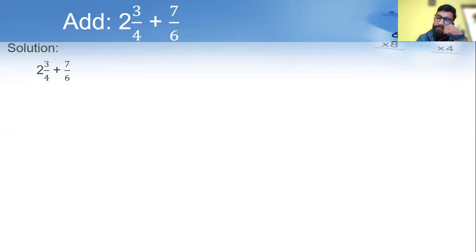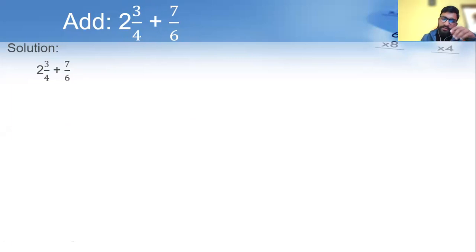Here also we will have two methods. Directly we can add it, meaning by separating the whole number and the fractional part, we can add the whole numbers and add the fractional parts. Or we can convert this mixed numeral into an improper fraction and add two improper fractions. We'll have the two methods. Look here, I'll do both of the methods.